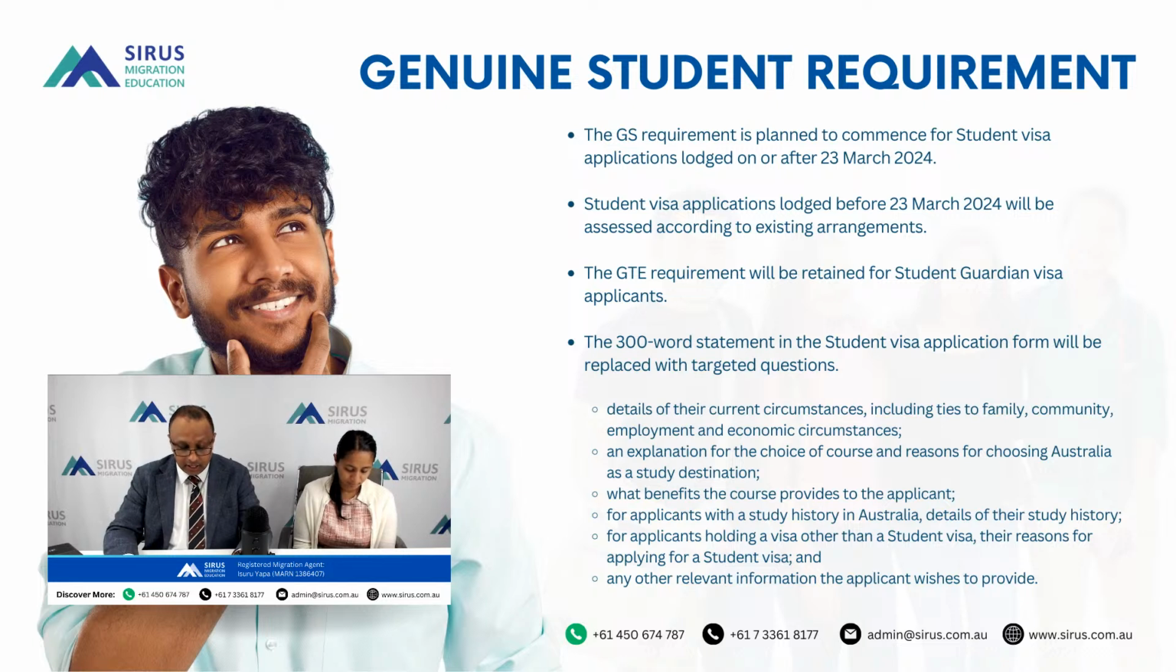rather than a statement. And also, which we have already seen, where the department has doubts or queries about this genuine temporary criteria, they have started interviewing applicants mostly via phone calls. So if you have applied for a student visa, don't get surprised if you get a phone call from immigration asking certain questions to clarify their doubts. Be prepared and especially have the answers ready to these questions that we already know they're going to ask.